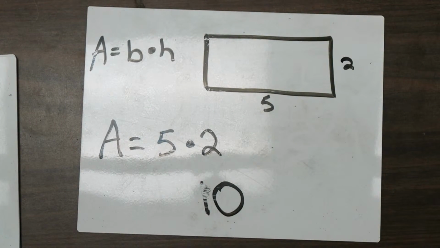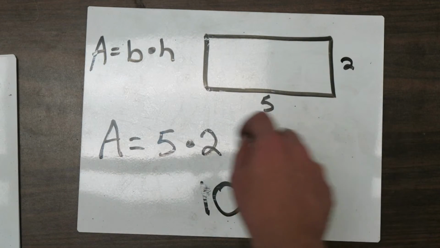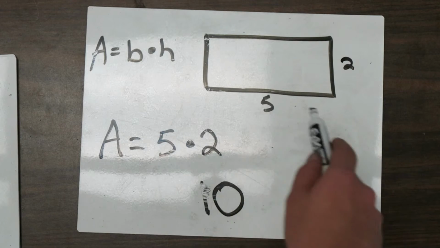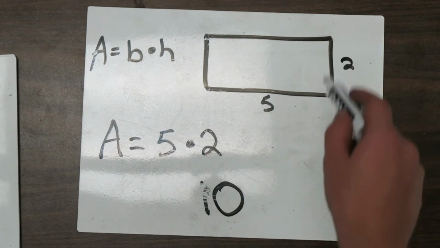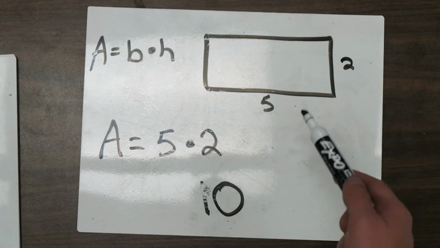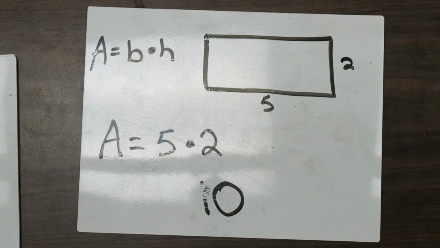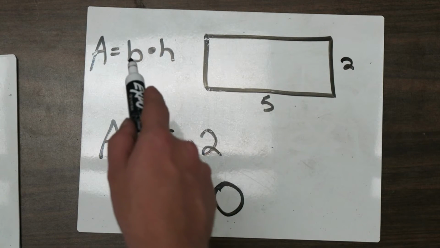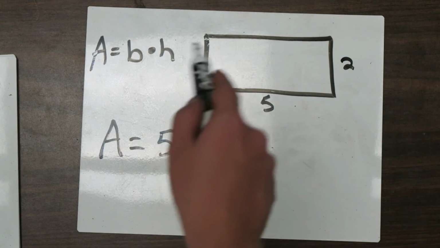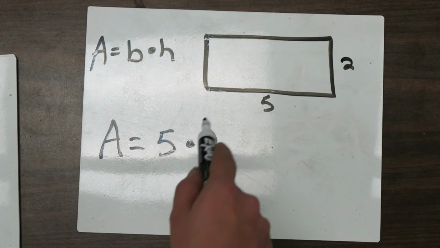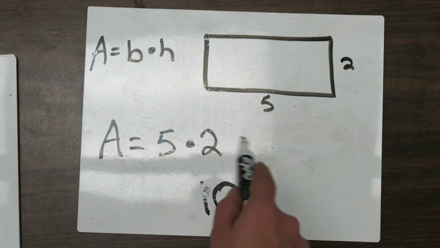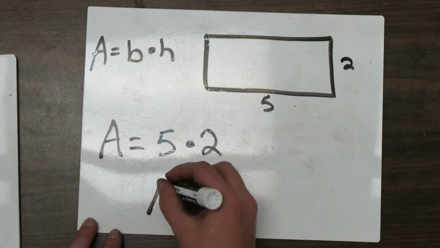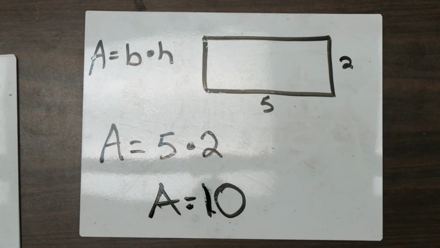All right, one more example. The area of a rectangle is the base times the height. Now, if I'm given a value for the base and a value for the height, I can substitute those values into the problem and then solve. So here's my base. I plug in the value for the base, which is 5, and here's my height. I plug in the value for the height, which is 2, and I can solve it out. 5 times 2 is 10, and the area of this rectangle equals 10.